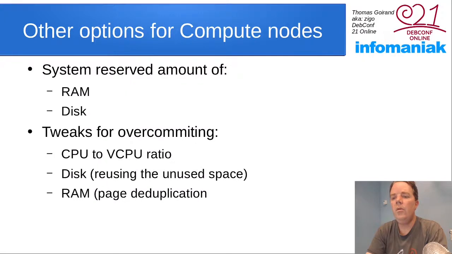There's a few other options that are available for any compute nodes. With Nova, it's possible to configure the amount of RAM or disk space that you reserve for the operating system, that will not be allocated to your virtual machines. This and the overcommitting flags are possible to be set with OCI on a per-node basis.